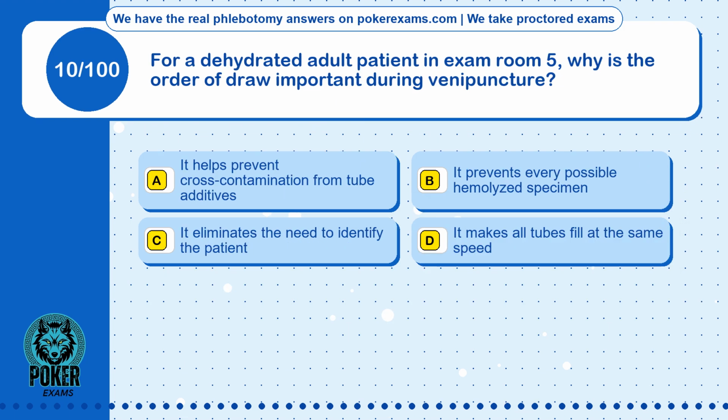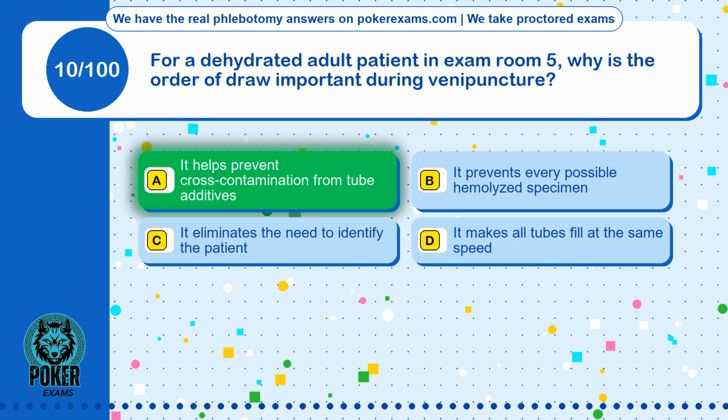Question 10. For a dehydrated adult patient in exam room 5, why is the order of draw important during venipuncture? Option A. It helps prevent cross-contamination from tube additives. Option B. It prevents every possible hemolyzed specimen. Option C. It eliminates the need to identify the patient. Option D. It makes all tubes fill at the same speed.